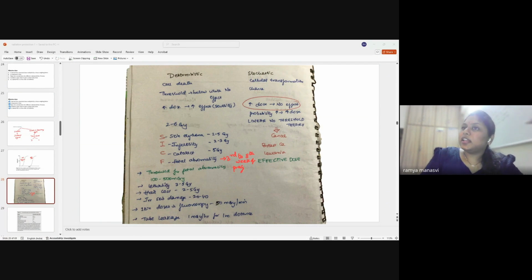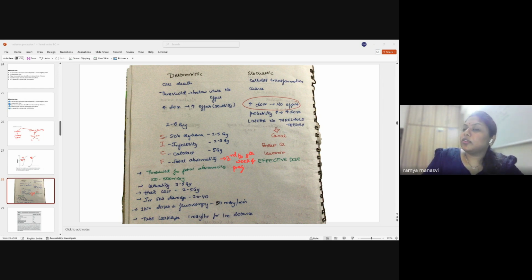Skin erythema happens at 2 to 5 gray. Infertility can take place at 2 to 3 grays. Cataract at 5 grays. Fetal abnormality will happen if the exposure is there only in the 3rd to 8th week of pregnancy. So for the threshold for fetal abnormality, 100 to 500 milligray should be there. Lethality will happen at 3 to 5 gray. Hair loss will happen at 2 to 5 gray. Irradiation of the skin, damage and irritation, will happen at 20 to 40 gray.